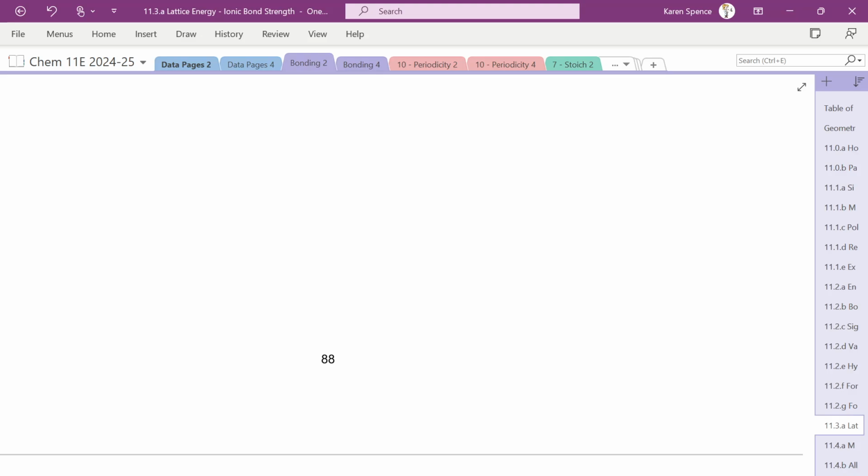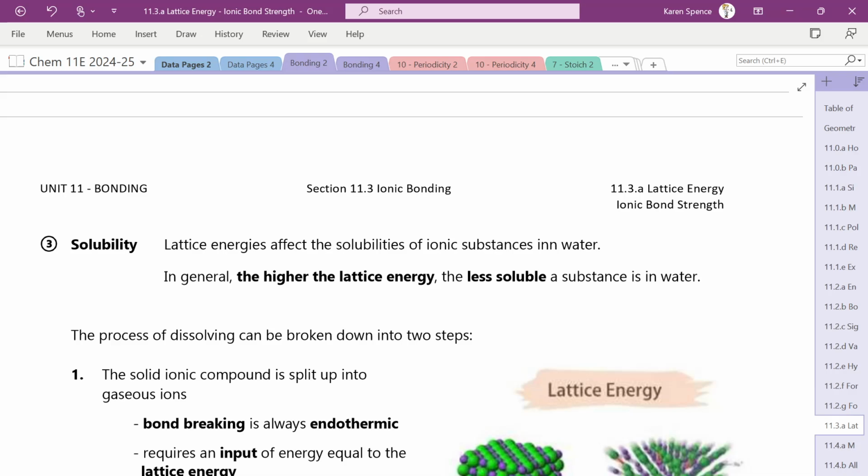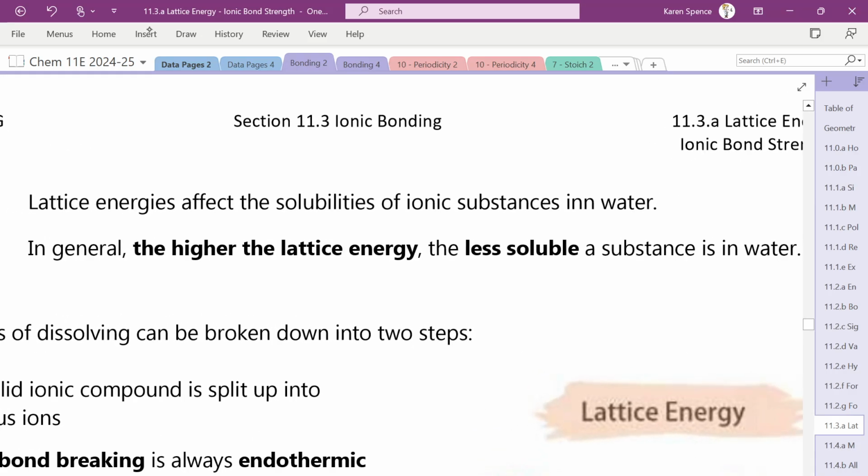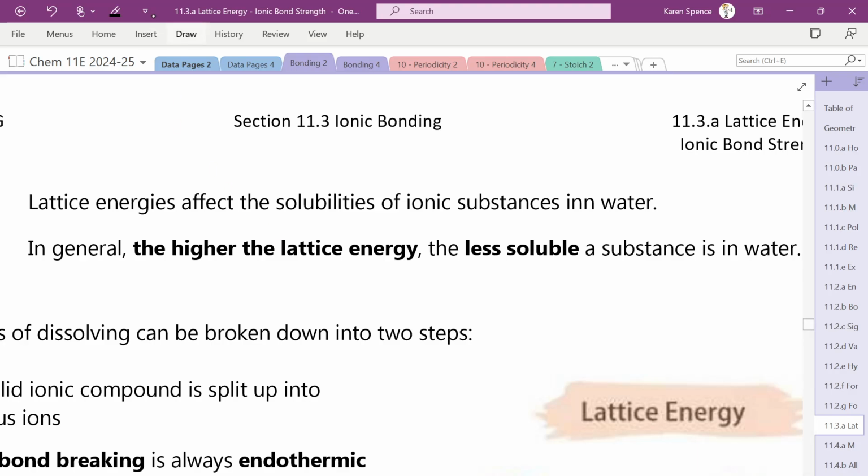Okay. So let's move on to page 89. Solubility. What do you think happens to solubility with lattice energy? As lattice energy increases, solubility decreases. So the higher the lattice energy, the less soluble.